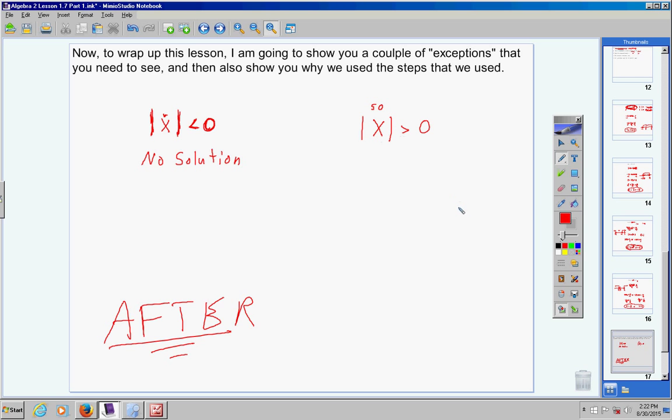Okay? So, what I'm trying to show you is, if you isolate the absolute value and you have greater than 0 like this, then the answer is going to be all numbers except 0.